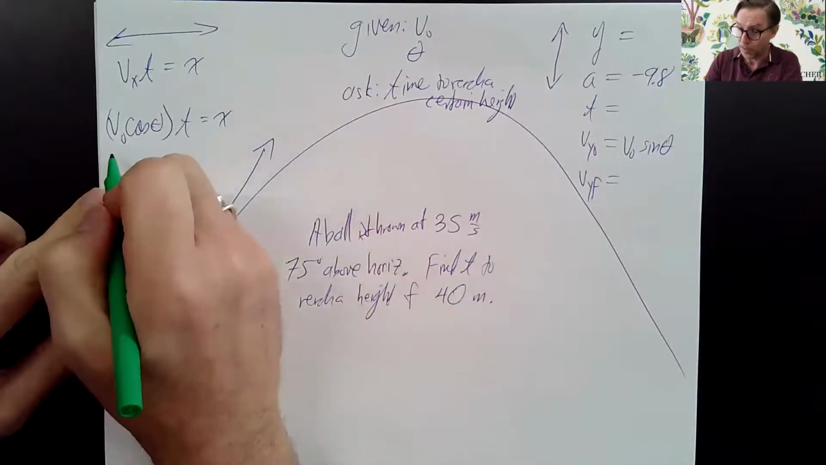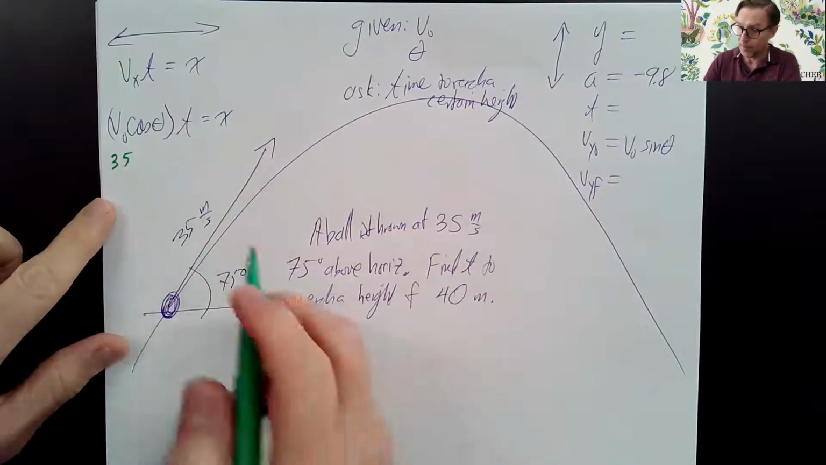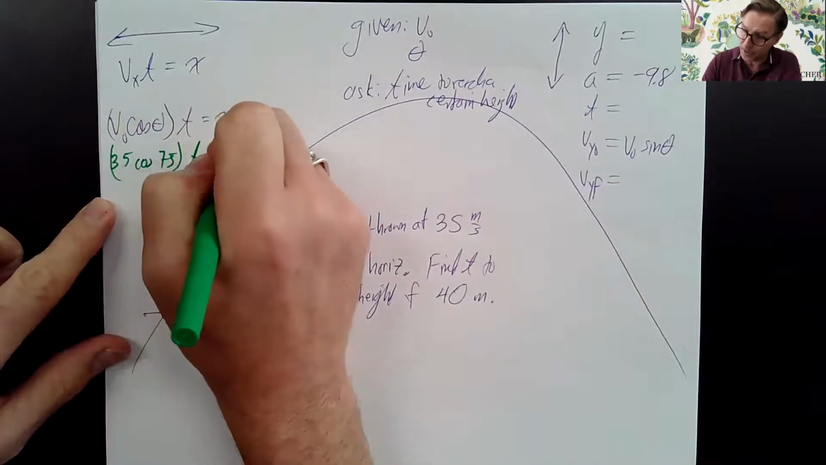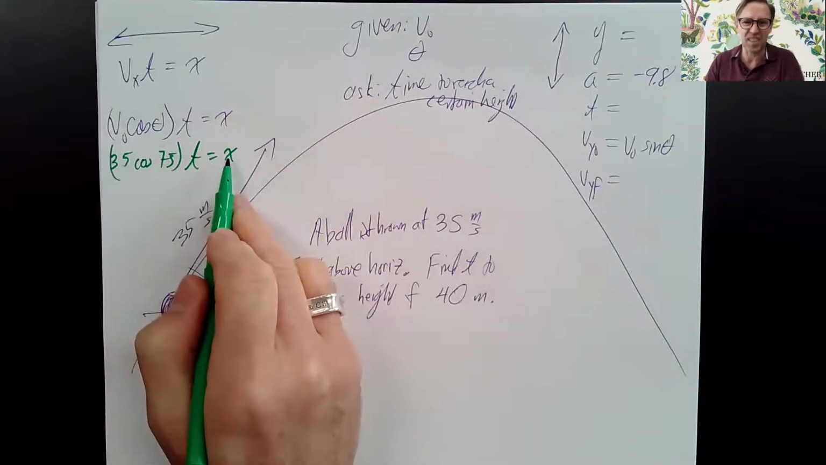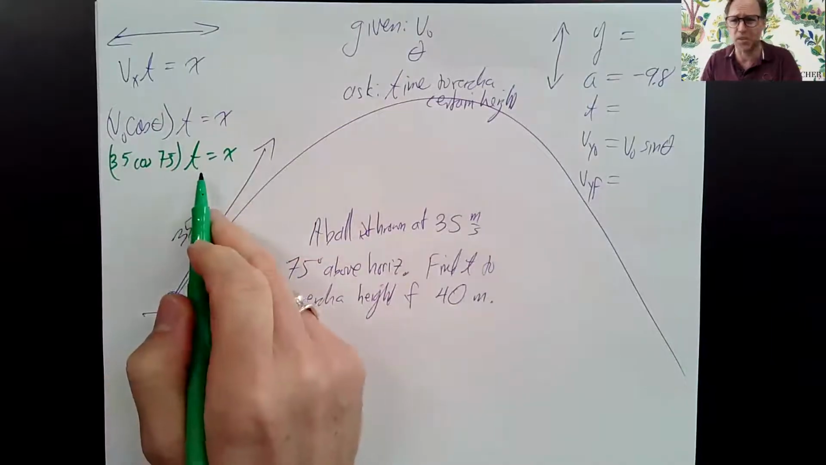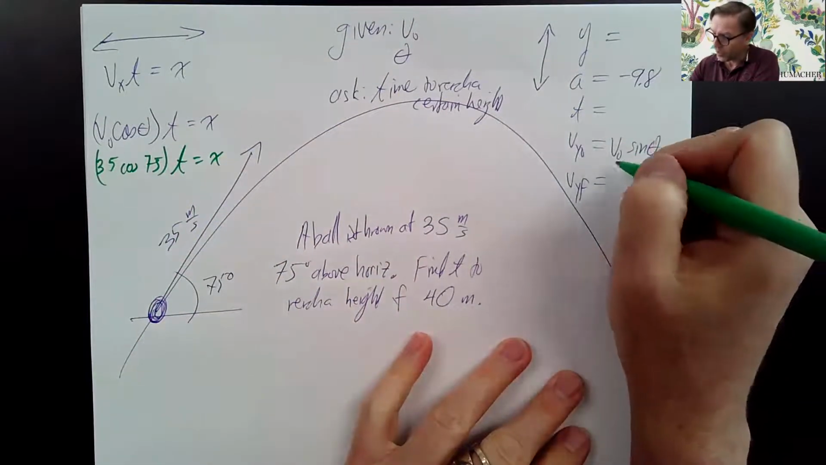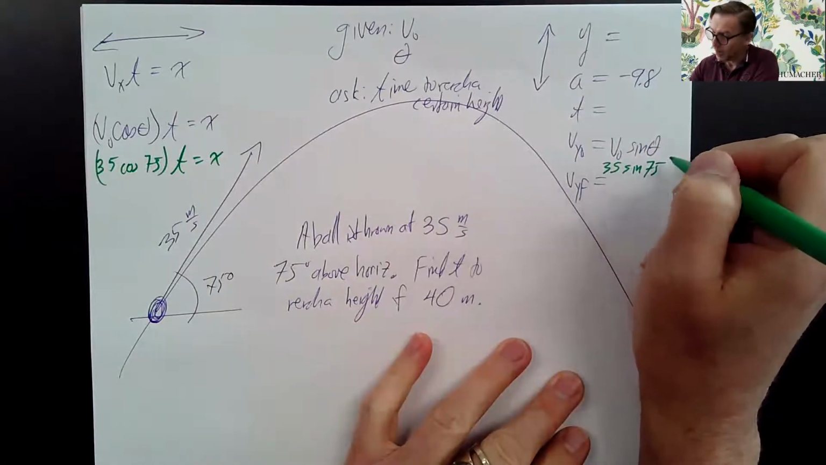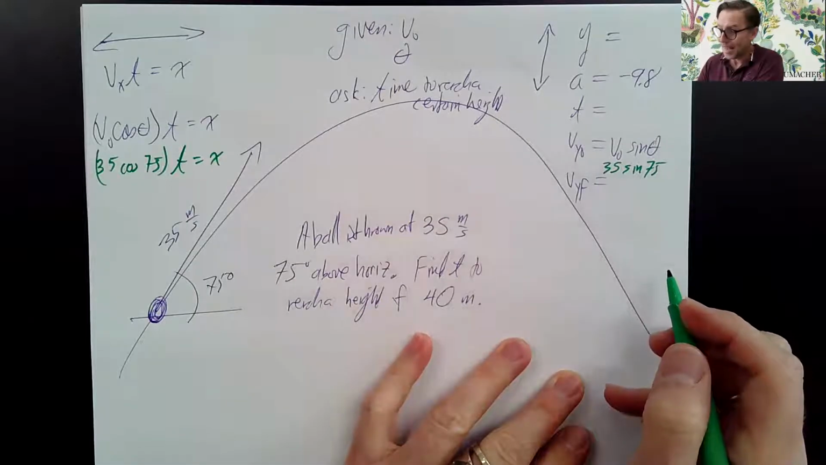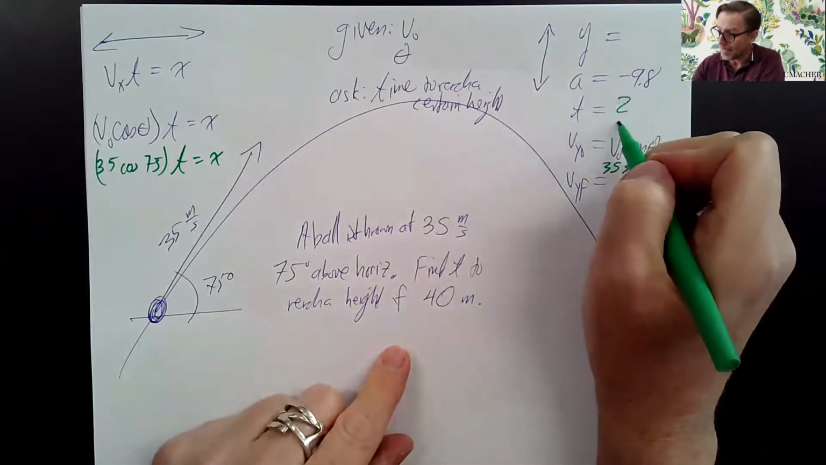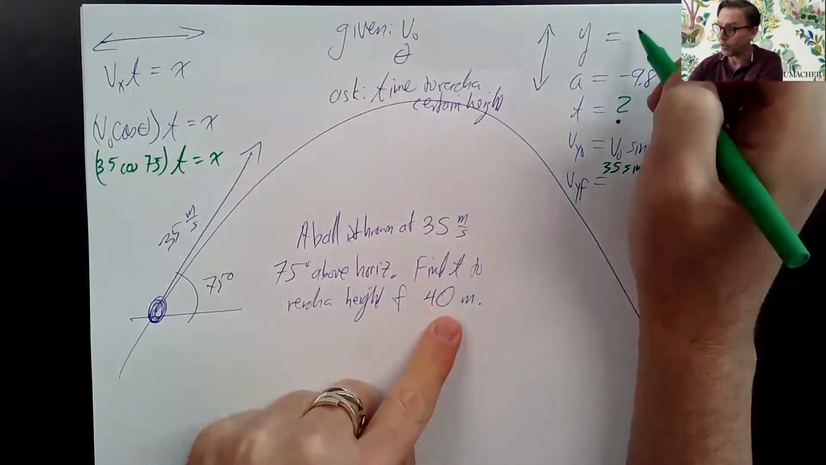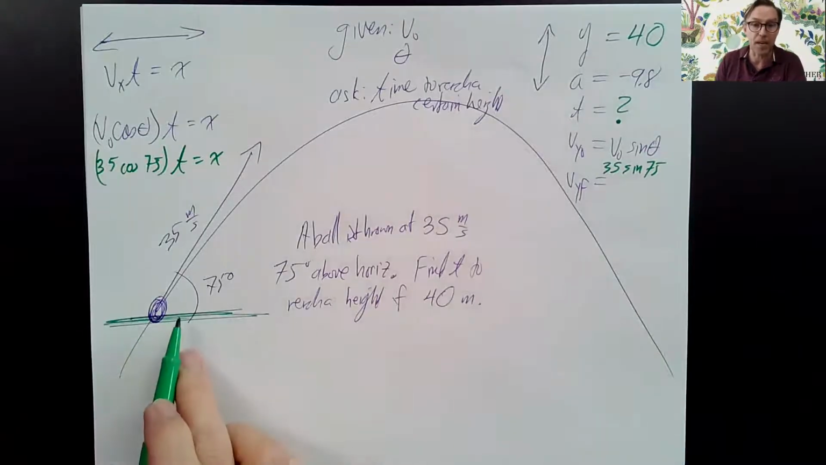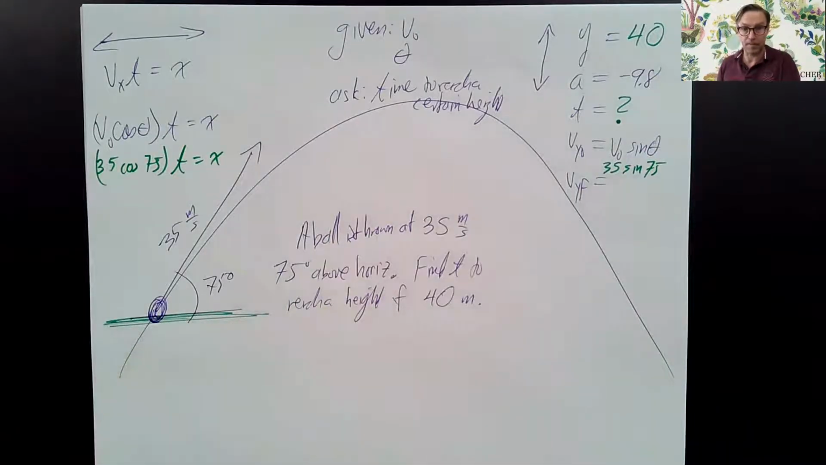V initial is 35 and theta is 75. Cos 75. T is the answer. I can't find that because I don't know x. So maybe that's not going to be very useful. Over here, V initial is 35 sine 75. And I want to find t, that's my question mark, when I want the height to be 40 meters. So y final is 40. I'm calling my original height 0 and my final height 40.